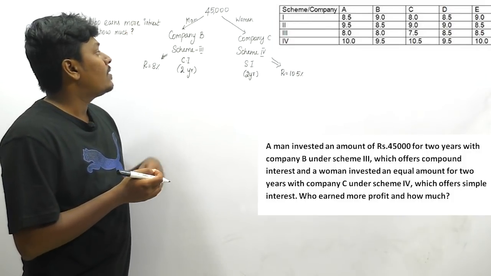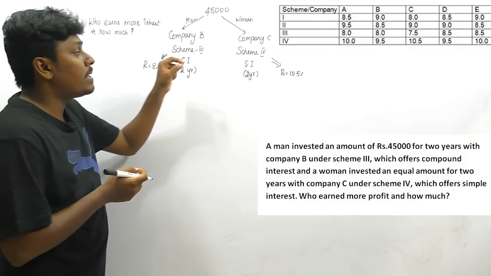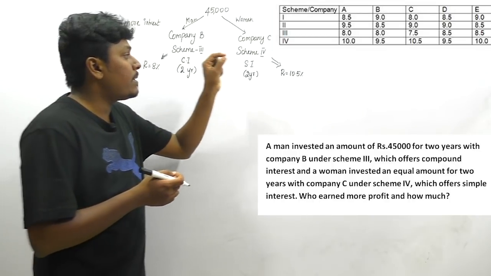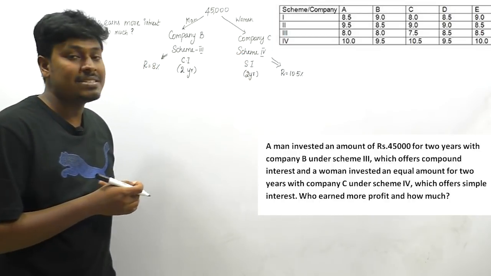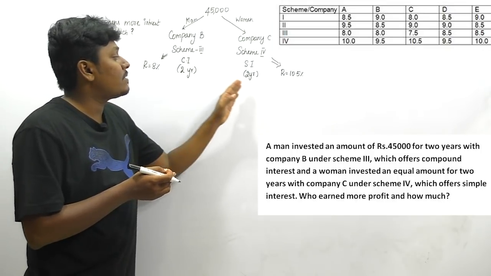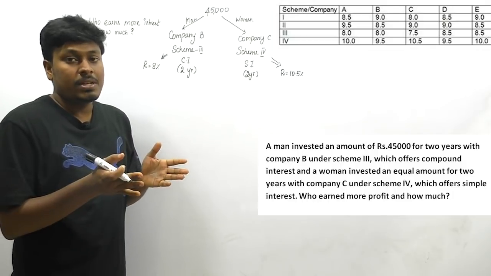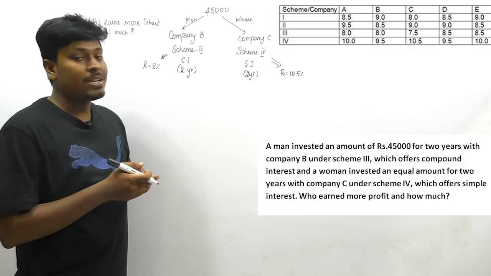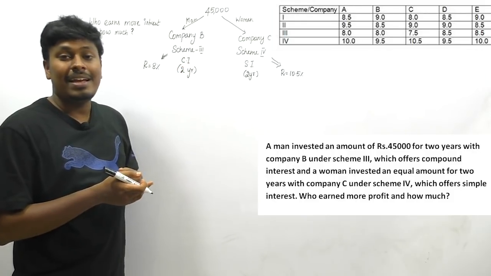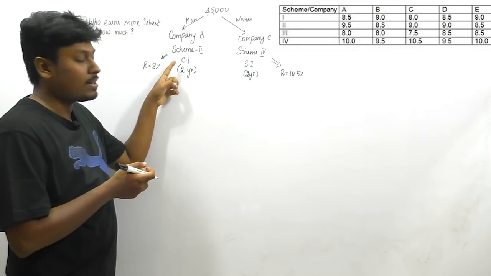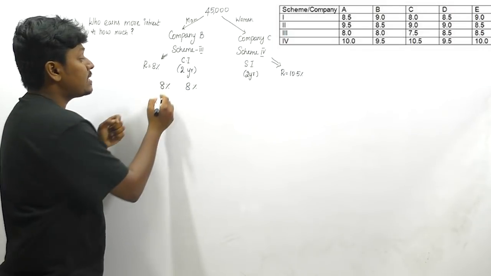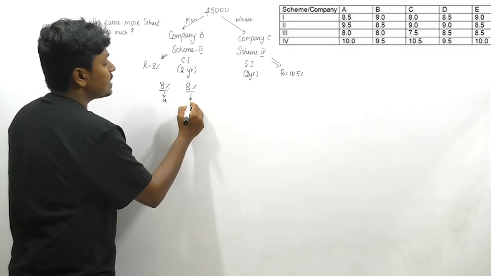So friends, first let's see scheme number 3, that is company B, where the rate of interest is 8%. Similarly, company C, scheme number 4, where the rate of interest is 10.5%. First, our target is to find how much interest both persons have obtained. You know that I don't use formulas anywhere else. If it is compound interest, we need to find the rate of interest, then we can find the interest A obtained. But remember that it is compound interest for 2 years. So 8%, you know my methodology: I will keep this 8% as A and this 8% as B.